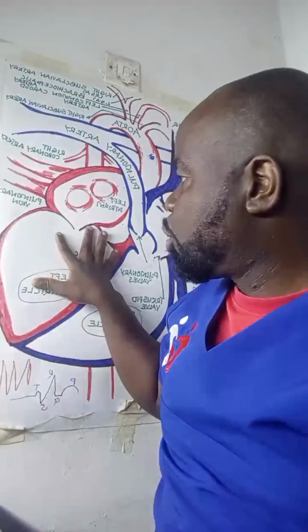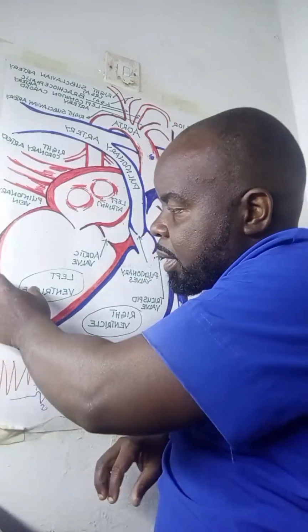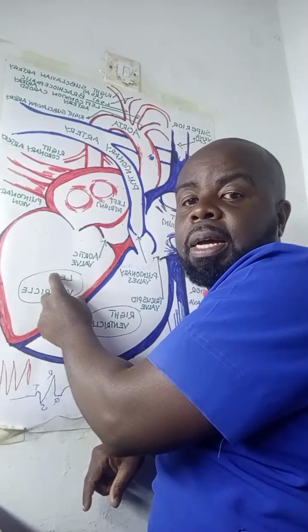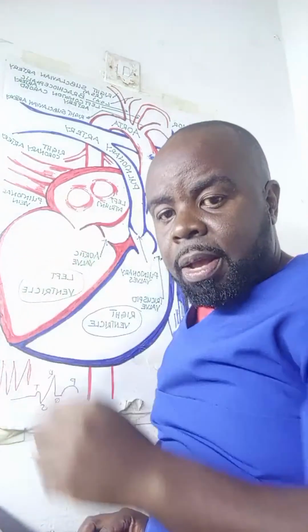So that is restrictive. Let me go through the words we have discussed. First, dilated: heart muscles becoming bigger and open. Second, hypertrophic: heart muscles becoming thick and bigger. Even the septal branch becomes thick.